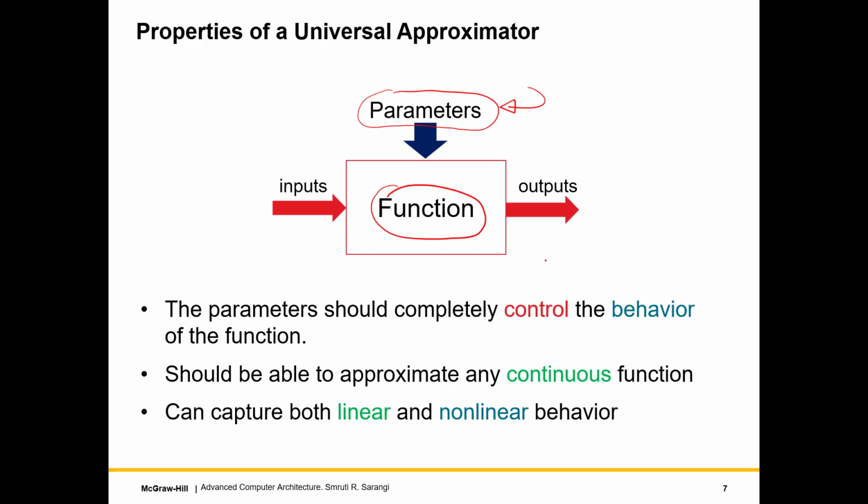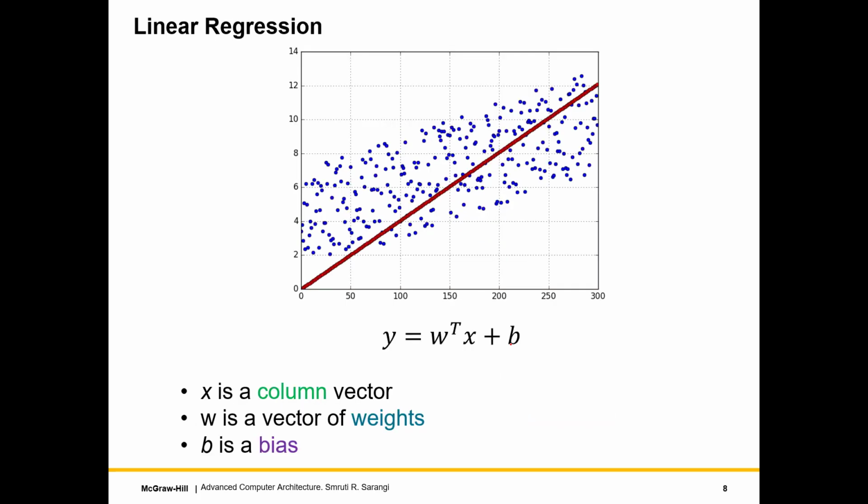And furthermore, they should be able to approximate, based on theoretical concerns, any continuous function. Which means that they can capture both linear, piecewise linear, and nonlinear behavior. So, let's look at the simplest approximator that we have. Again, it's not universal, but it's a learning mechanism, and we will gradually proceed towards a universal approximator by looking at more and more complex learners.